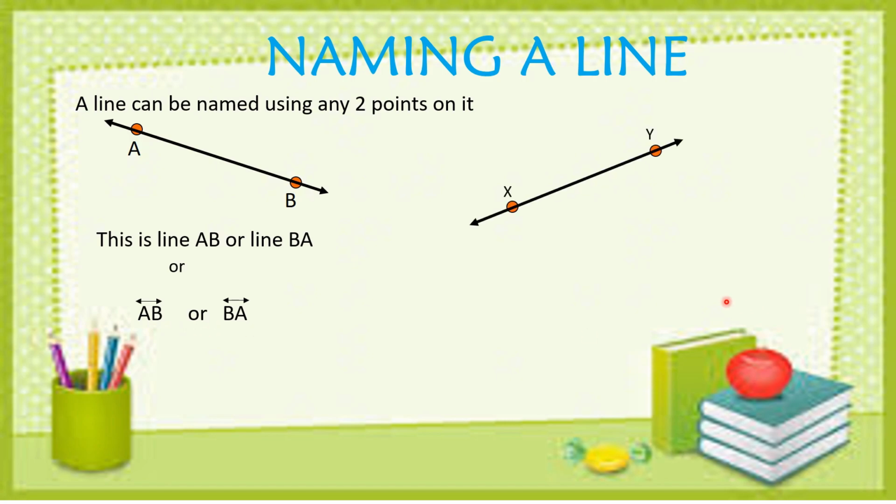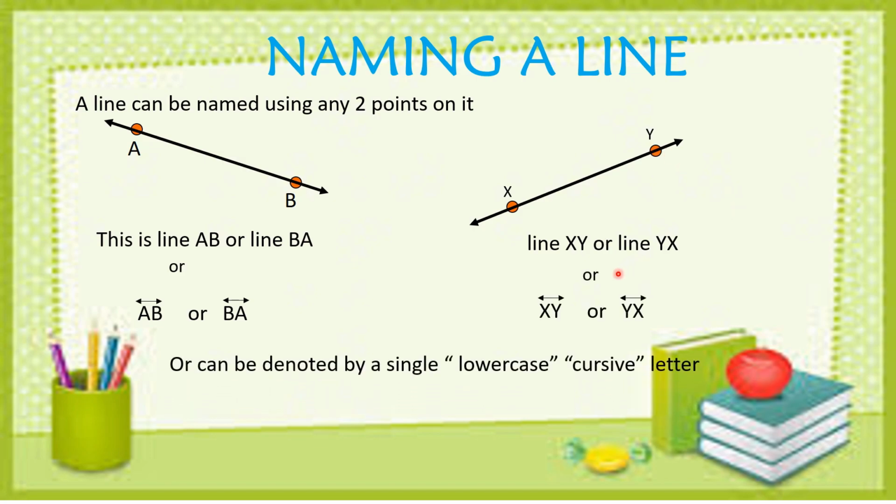Let's have this another line with points X and Y. This can be named as line XY or line YX, or in symbol, or can be denoted by a single lowercase cursive letter. Let's have this example. This is line M.